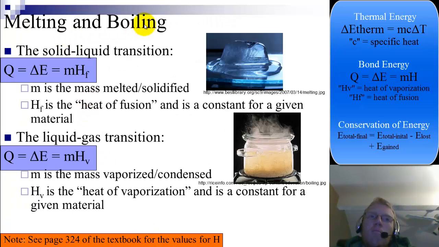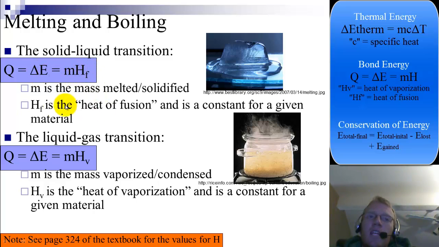Okay? Melting and boiling. So anytime something is transitioning between the solid and liquid transition, so either going from solid to liquid, which is melting, or going from liquid to solid, which is called solidifying, that is called fusion, because the molecules are fusing together or breaking apart from, unfusing, I guess. So the formula that you can use to find out how much energy it takes to melt something, or how much energy is released when it fuses back together, it's delta E equals m times h sub f. So m is the mass. The more of the object that you have, the more energy it takes.